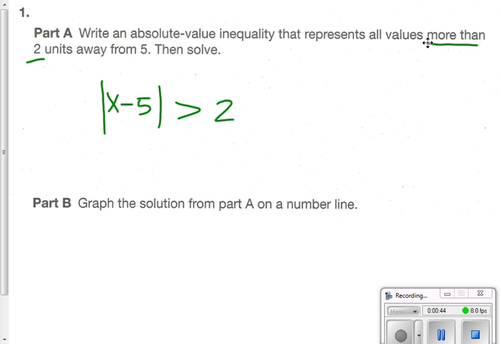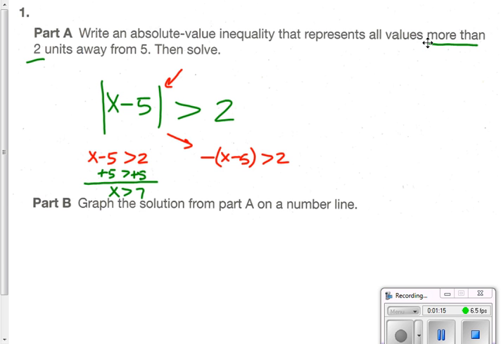Now remember, to solve these absolute values, the absolute value is already isolated. This is the only thing on that side. So you split it up into 2 cases, a positive case and a negative case. We use a set of parentheses, getting rid of the absolute value so we can solve. First, on this one we would add 5 to both sides, and we have x is greater than 7 as one possible option.